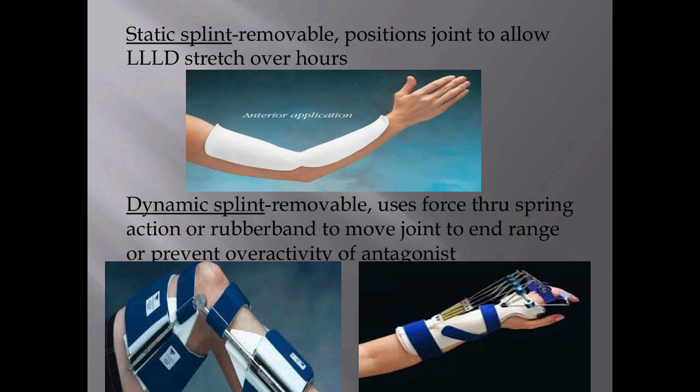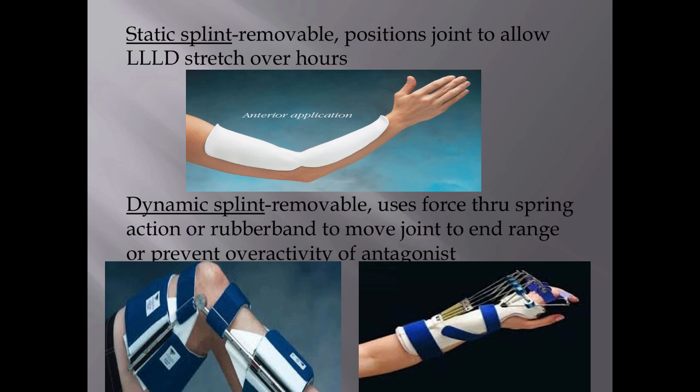So here's an example of a static splint. This is just an aquaplast. They're trying to regain elbow extension, so they may have them sleep in this. You can tape it or wrap it with an ACE wrap type of application, and they're just going to wear this over a period of hours.